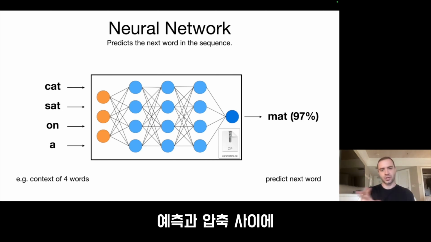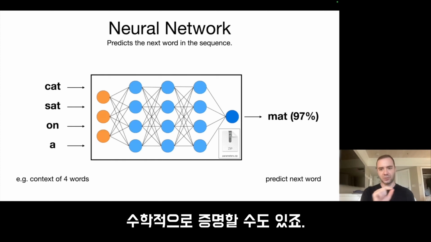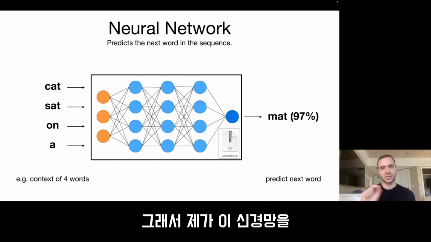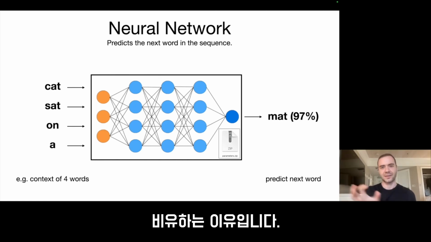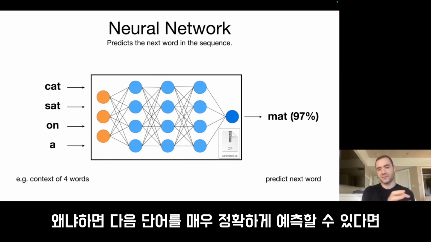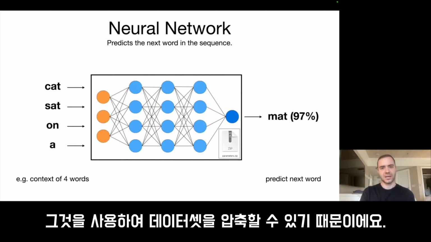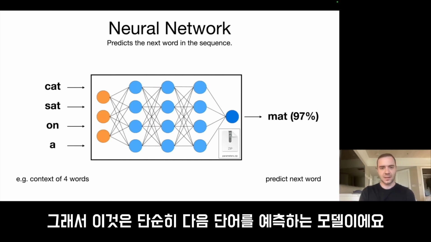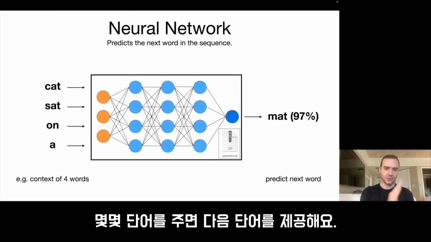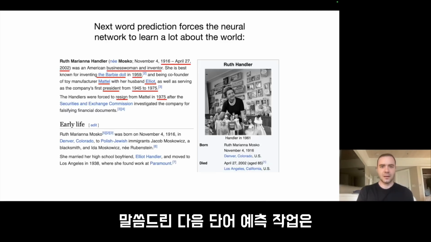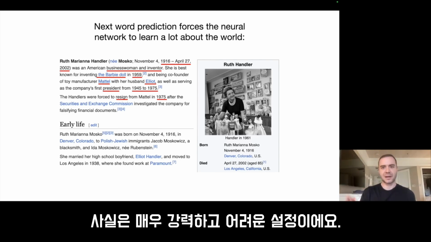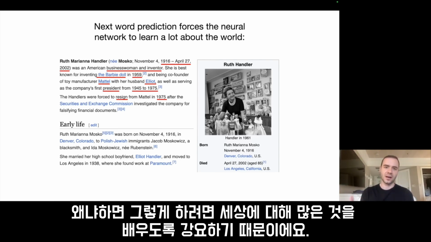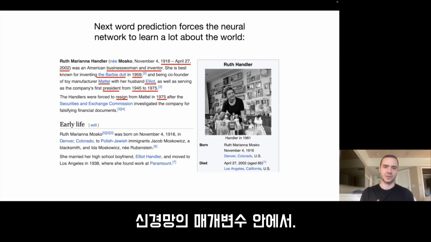And you can show mathematically that there's a very close relationship between prediction and compression, which is why I allude to this neural network, to training it, as kind of like a compression of the internet. Because if you can predict the next word very accurately, you can use that to compress the data set. So it's just a next word prediction neural network. You give it some words, it gives you the next word. Basically, the next word prediction task you might think is a very simple objective, but it's actually a pretty powerful objective because it forces you to learn a lot about the world inside the parameters of the neural network.